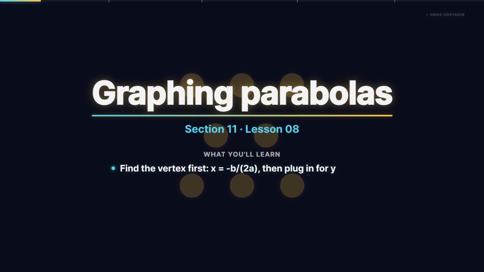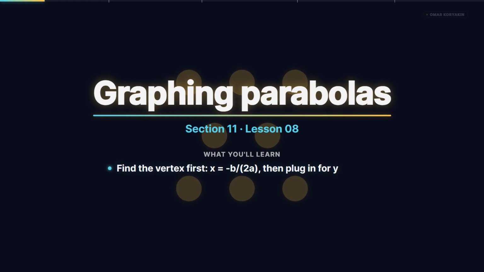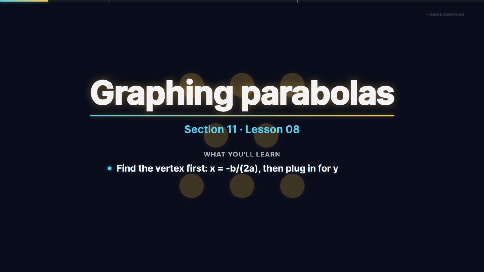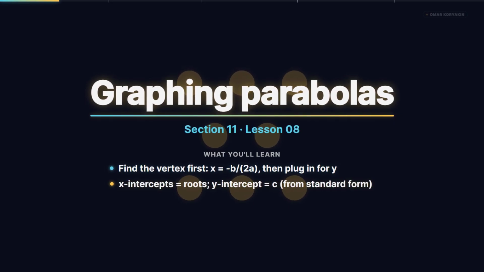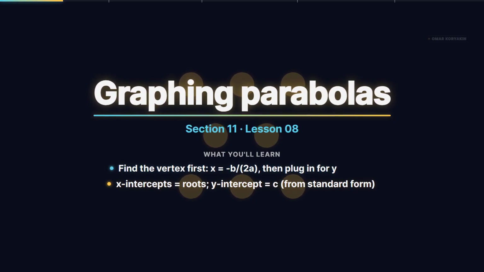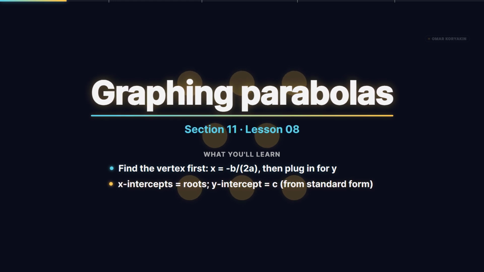The vertex's x-coordinate equals -b divided by 2a. Substitute that x value back into the equation to get the vertex's y-coordinate. The vertex is either the minimum or the maximum of the parabola, depending on the sign of a.